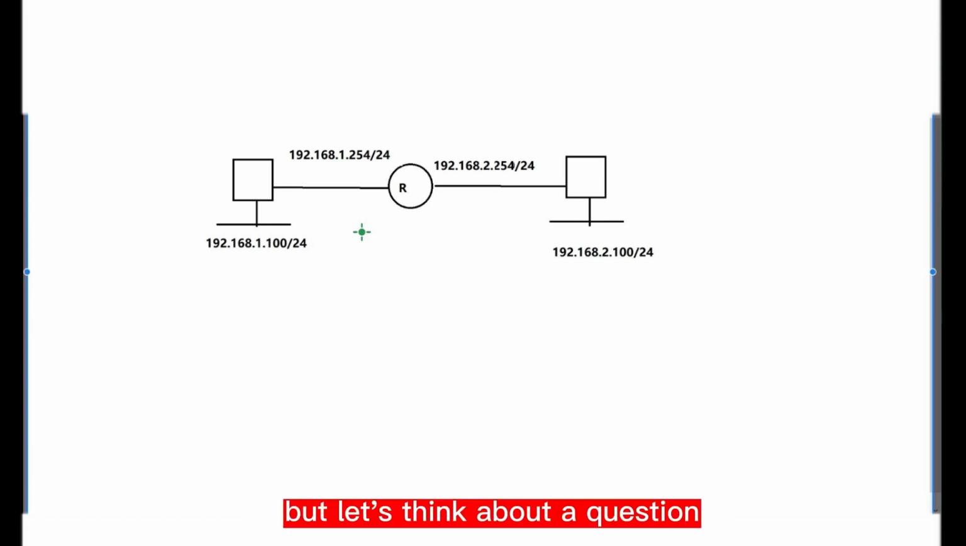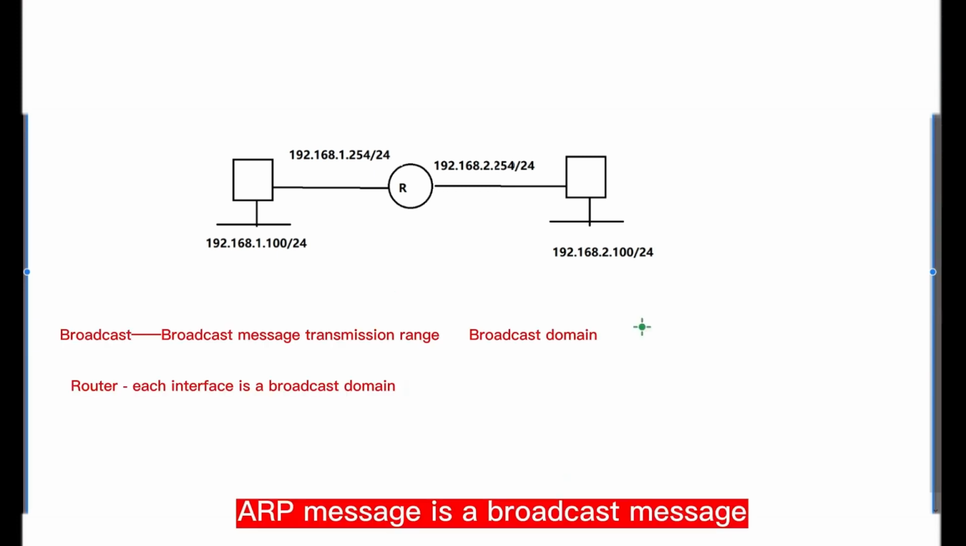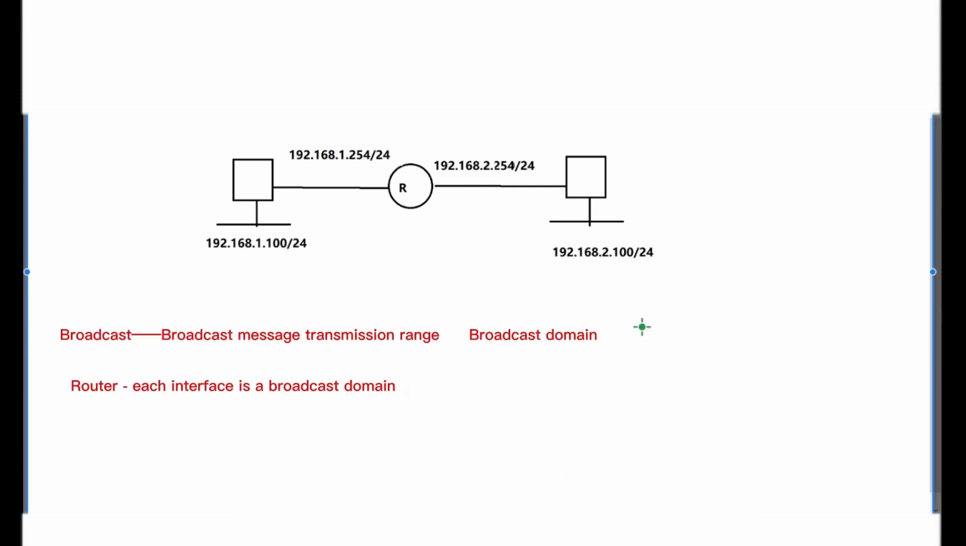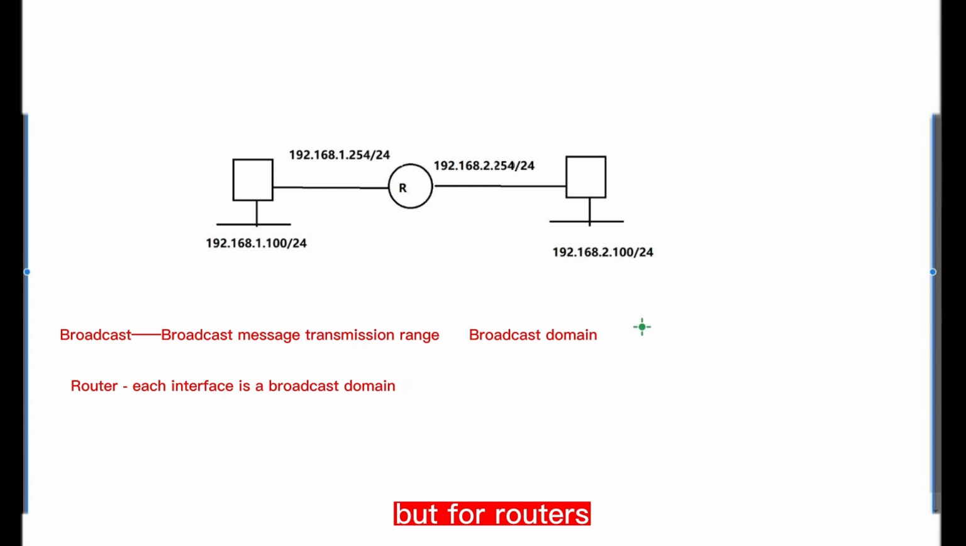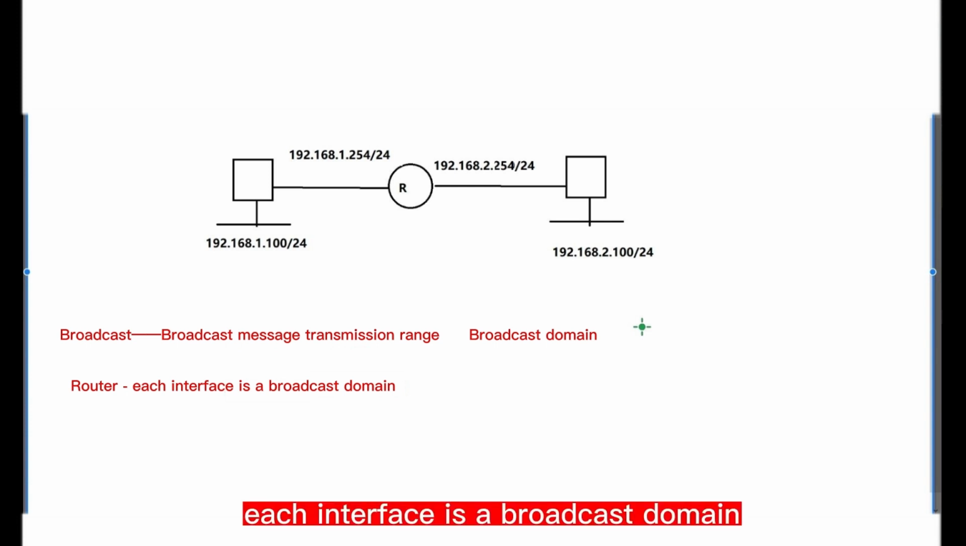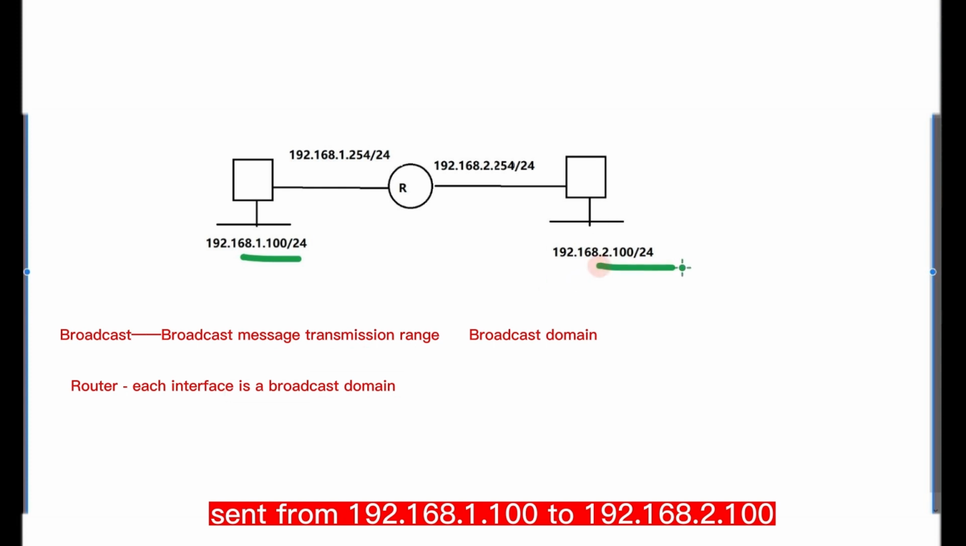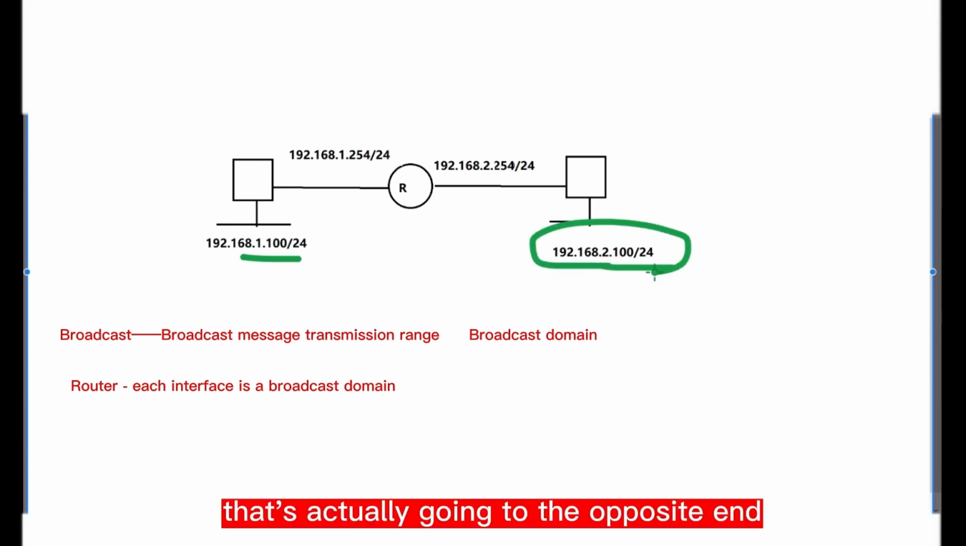But let's think about a question. What if it is across network segments? An ARP message is a broadcast message. It is delivered within a broadcast domain. The second layer destination is all F. But for routers, each interface is a broadcast domain. That is, if the PC wants to send from 192.168.1.100 to 192.168.2.100, that's actually going to the opposite end.